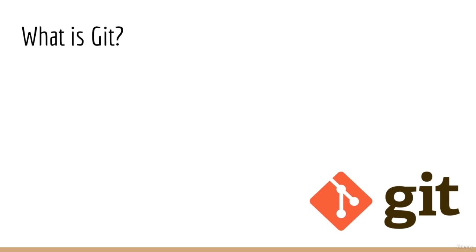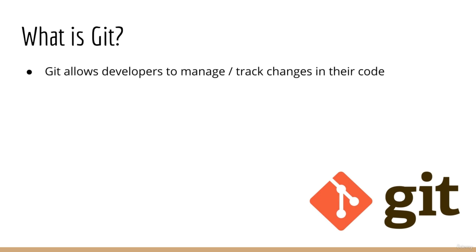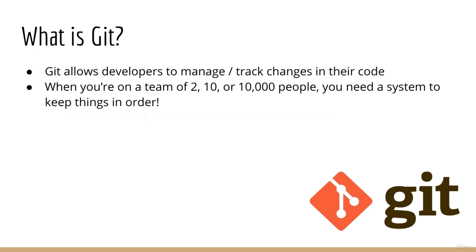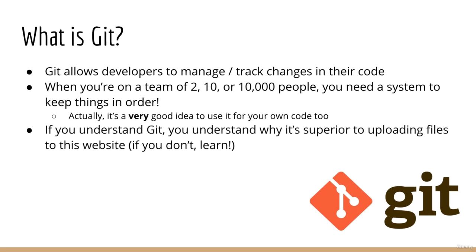Okay, so I want to mention a couple points pertaining to the code in this course. Firstly, for some of you, especially those who don't necessarily meet the prerequisites, may be asking, what is Git and how do I use it? The short answer is, Git is a way for developers to manage and track changes in their code. You might be used to writing code by yourself, but when you're working on a team of 2 or 10 or even 10,000 people, you need a system to keep things in order. So this is why, for example, Git is superior to uploading files to this website. Learning how to use Git is very simple. There are many tutorials out there that will work just fine. For this course, you only need one command, which is the one I showed you before.